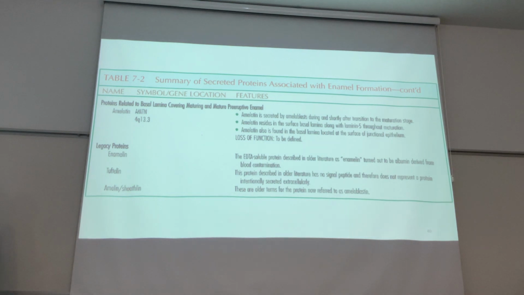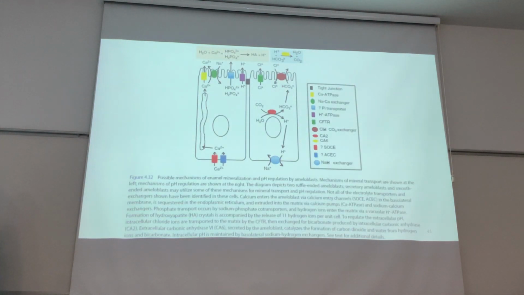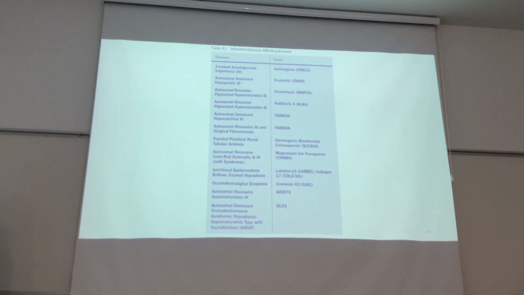And here you can see the same. Here we can see the regulation of acidic and neutral environment with ameloblast. And here you can see the diseases related to those proteins. Which disease? Caused because of mutation in special proteins. Not important for histology lectures, but important for your job.